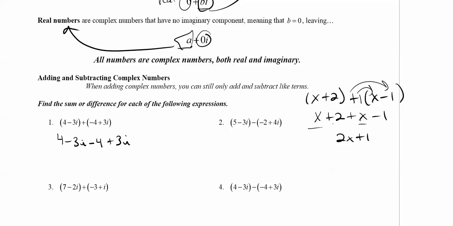Okay, well, let's simplify that. Well, 4 minus 4, that's going to cancel to 0. And negative 3i plus 3i, well, guess what? That's going to cancel to 0 as well. And so all I'm left with is just a real 0.